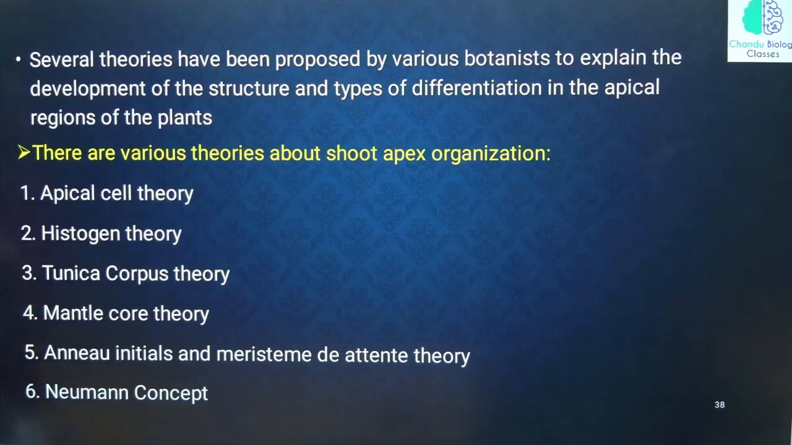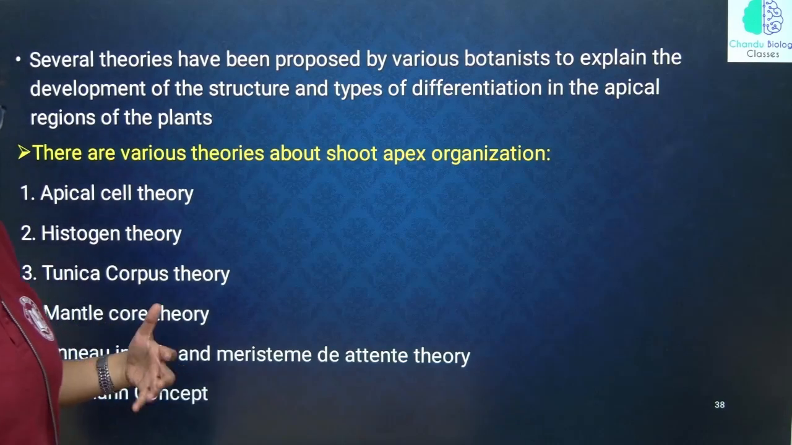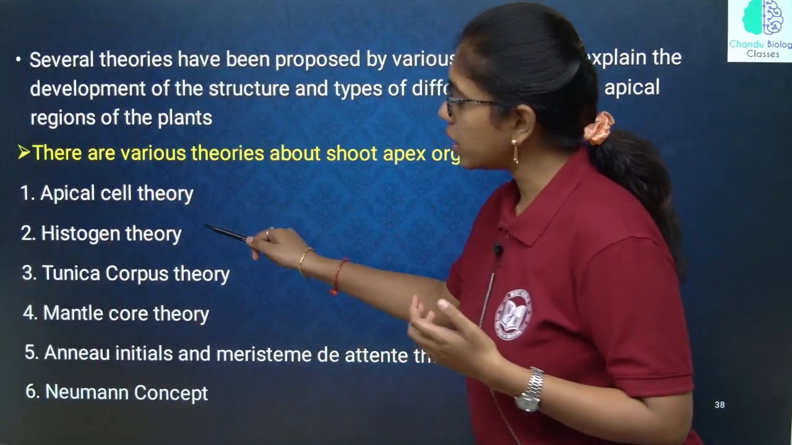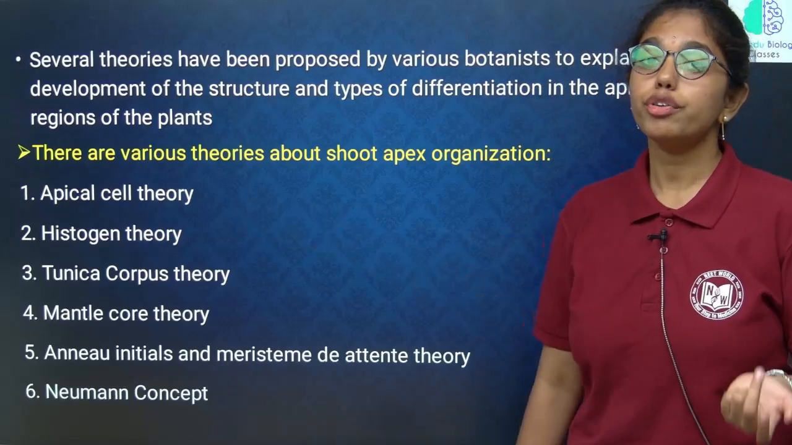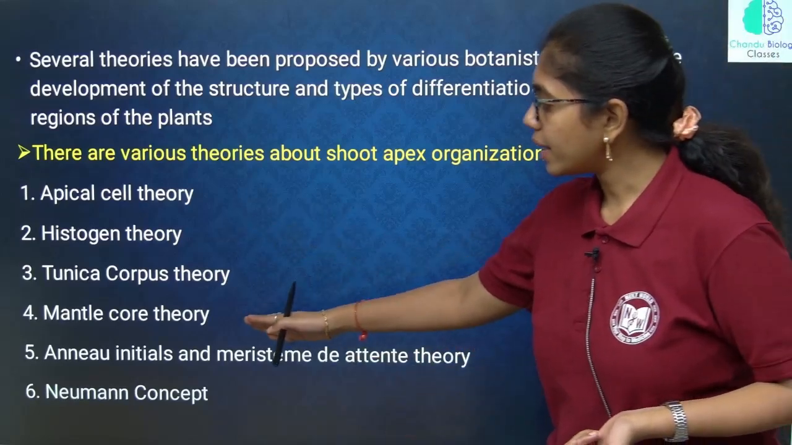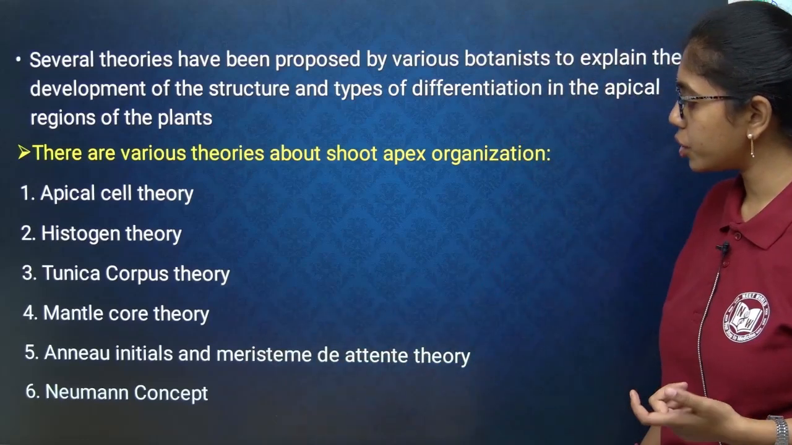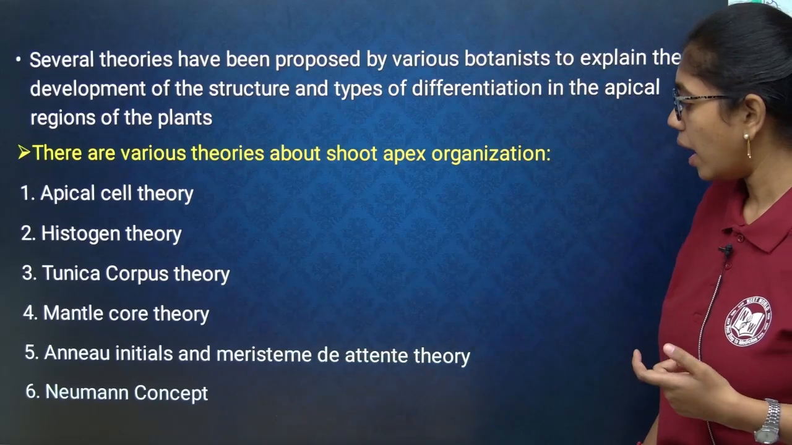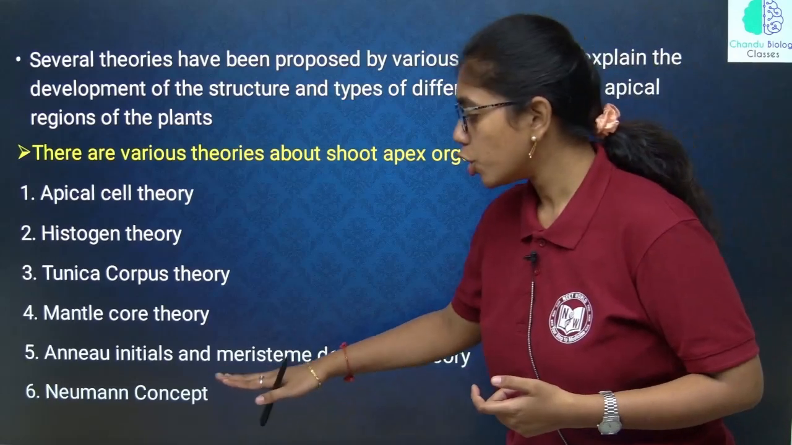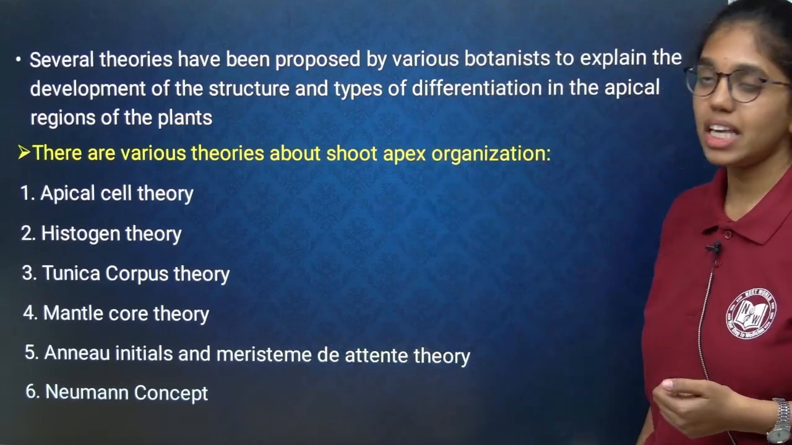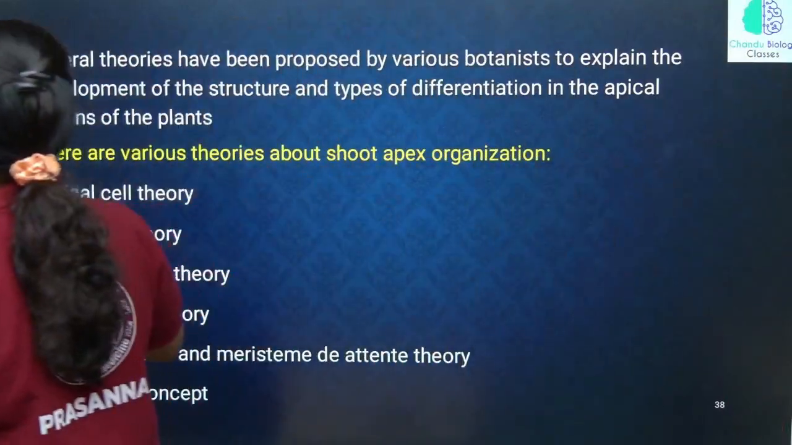Now, let us look into the various theories that scientists have proposed, which include the apical cell theory, Histogen theory, Tunica-corpus theory, Mantle-core theory, Anneau initial and Meristeme d'attente theory, and Newman's concept. These 6 theories we are going to learn with examples.